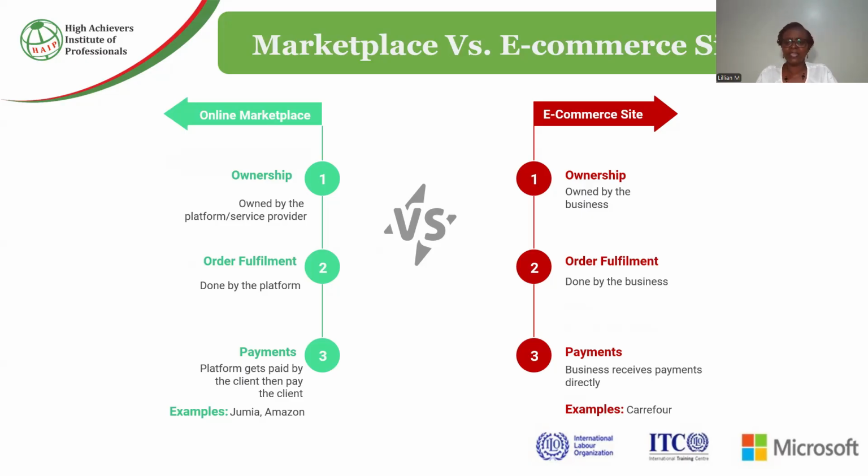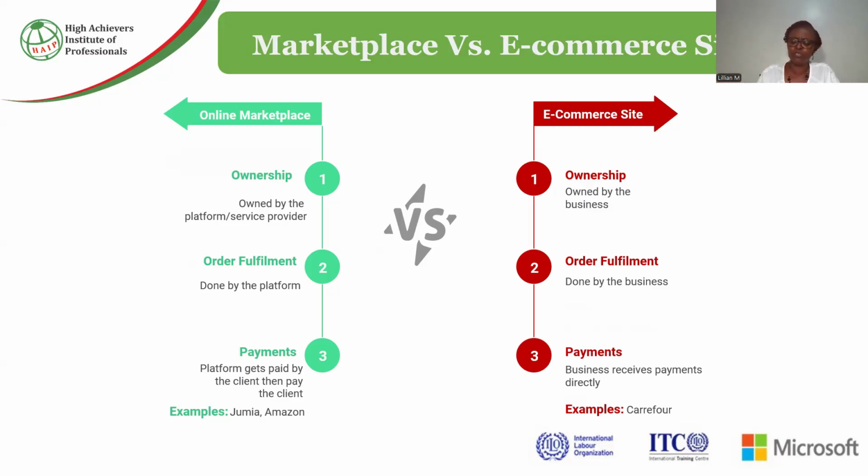Now, on the e-commerce side, when you go to Carrefour, when you're placing the order, you're dealing with Carrefour itself. When you're making payments, when they give you that M-Pesa till number, it will show you Carrefour. So everything from the ownership of the website to the processing of the order is done by Carrefour. Now, the advantage of the e-commerce site is that in case there is a service failure and something happens, it is easier to get to the person because you dealt with Carrefour.